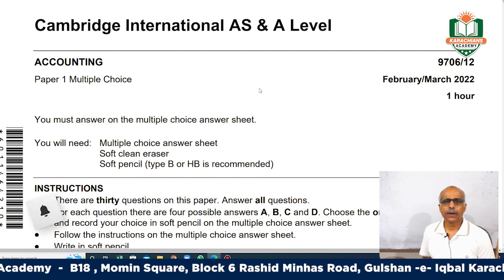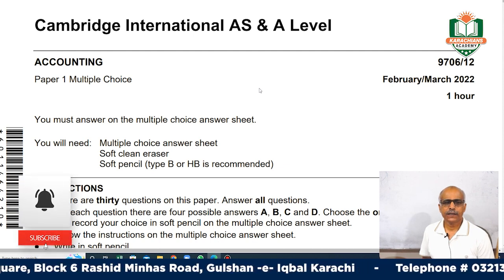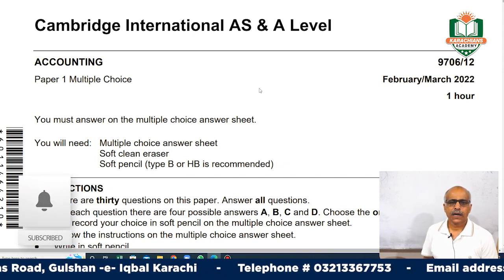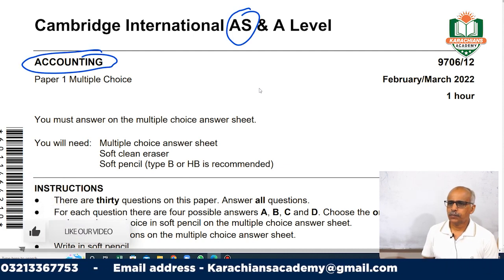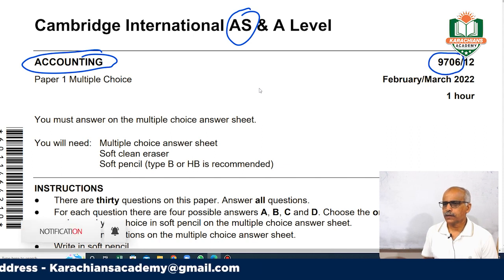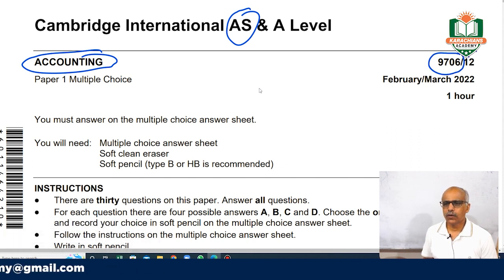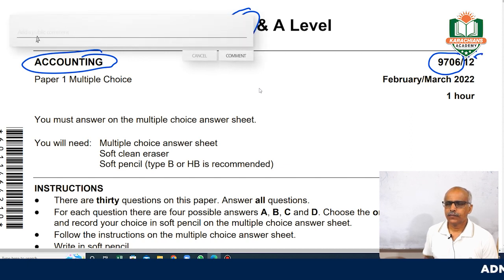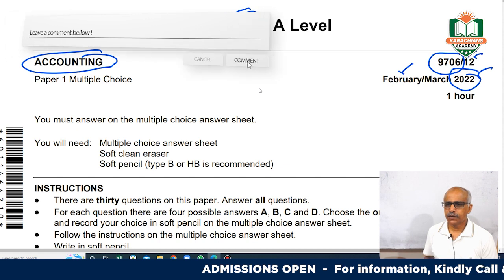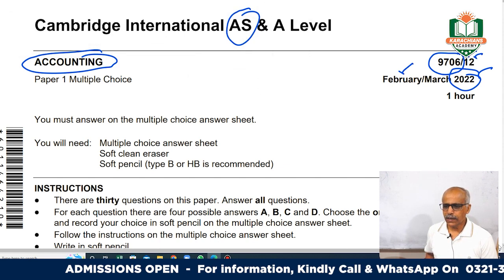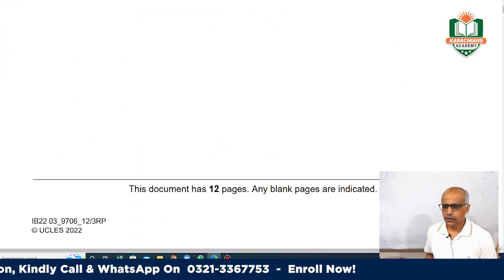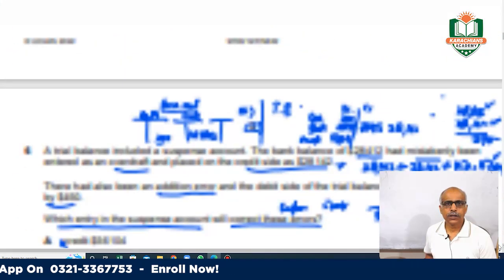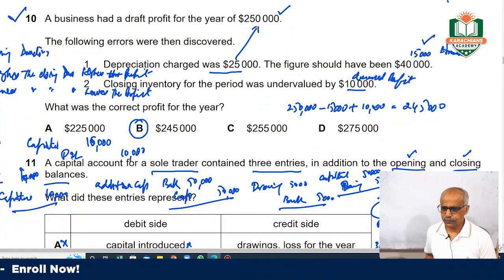Here we are doing past papers of CIE AS level accounting, paper 9706, paper 1 of MCQs, variant 2. We have selected year 2022, attempt February March. In our last lectures we have done till question 11. So now we will start question number 12.